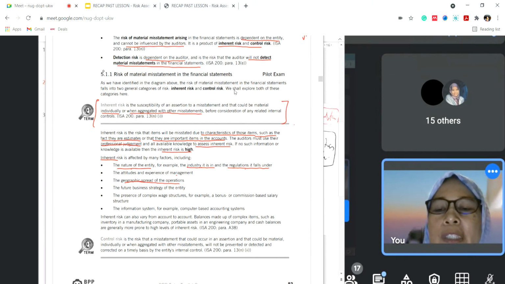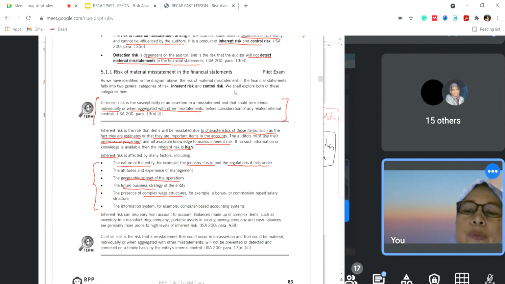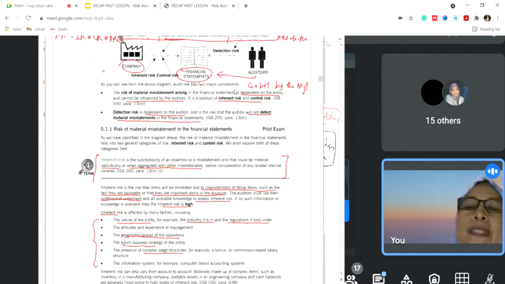Then the future business strategy of the entity, the presence of a complex wage structure. A complex wage structure also involves inherent risk. And the information system, such as a computer-based accounting system. So those are some examples that contribute to the inherent risk. So it affects the preparation of the financial statement.